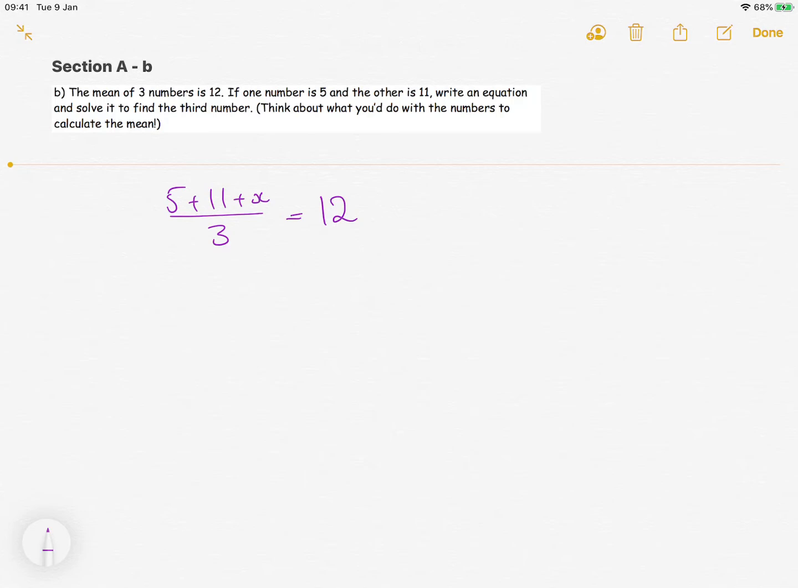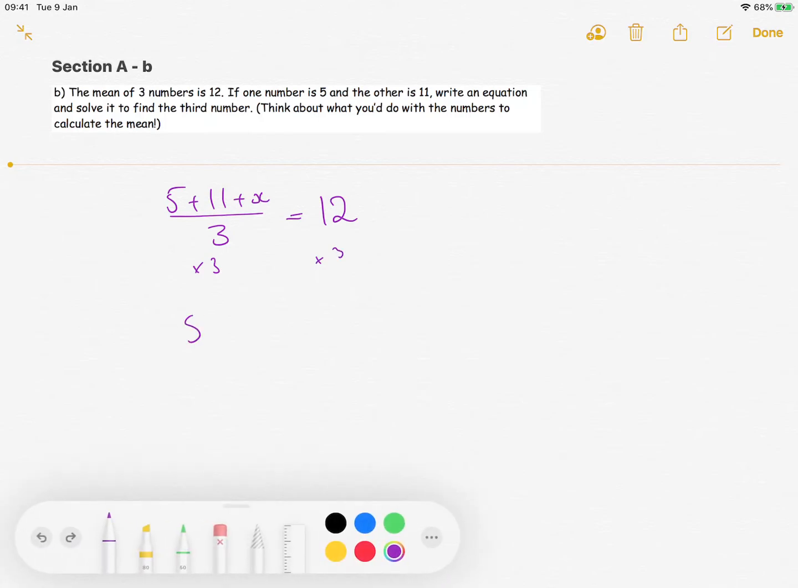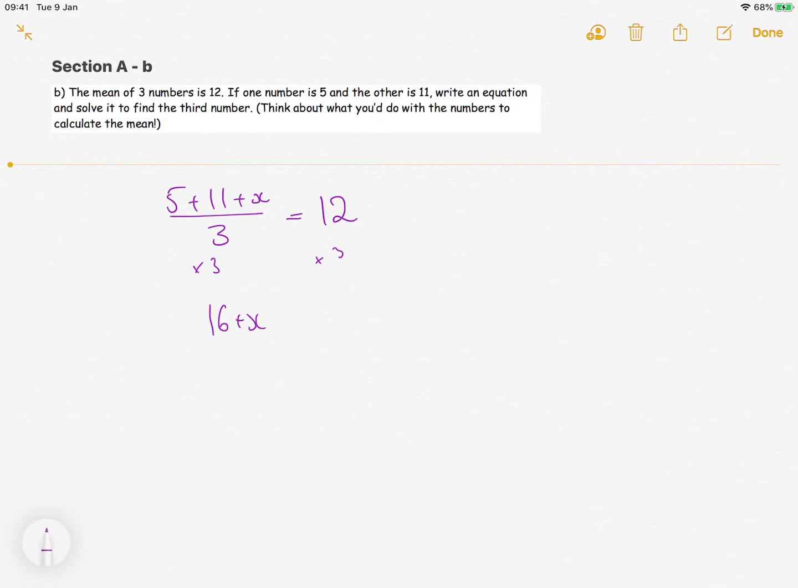Now I can solve this, so let's times both sides by 3. And let's sort of do two steps in one there. 5 add 11 is 16, and then 12 times 3 is 36. Take away 16 from both sides, and x is 20.